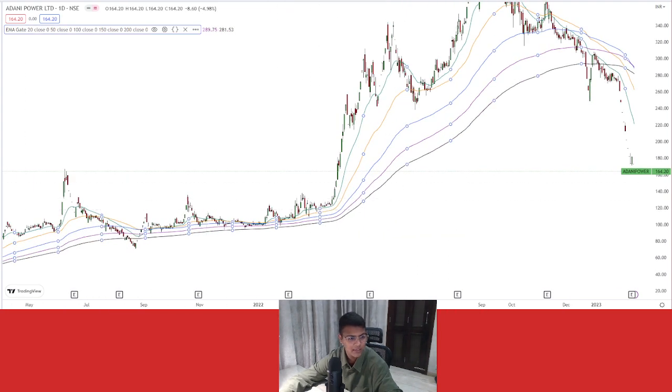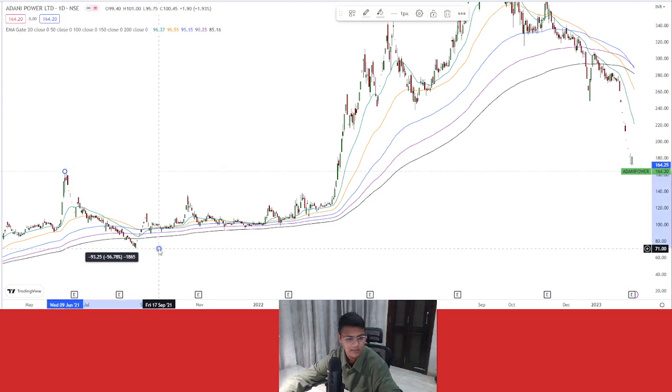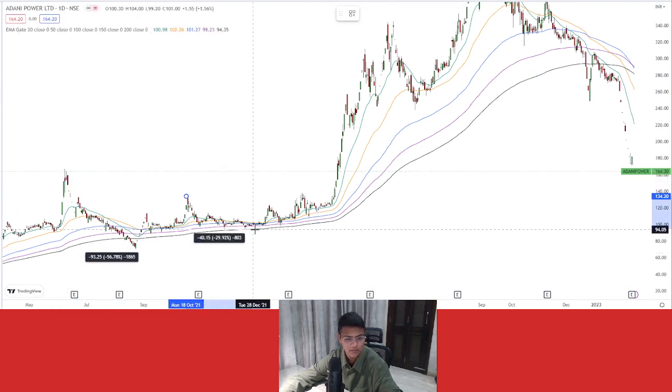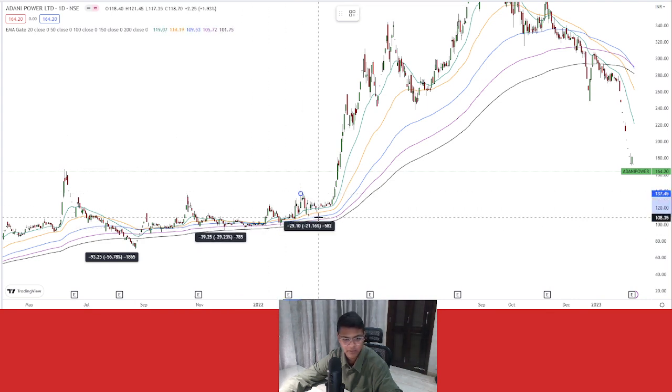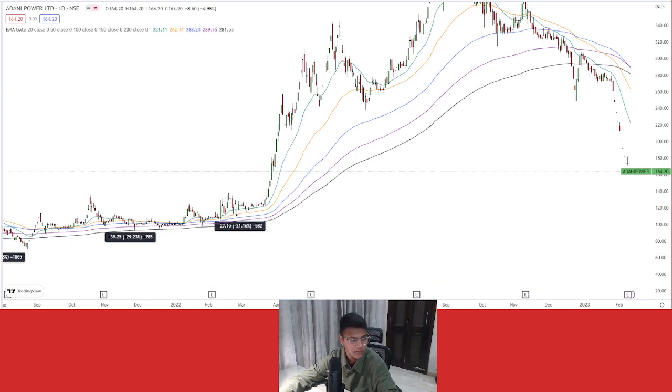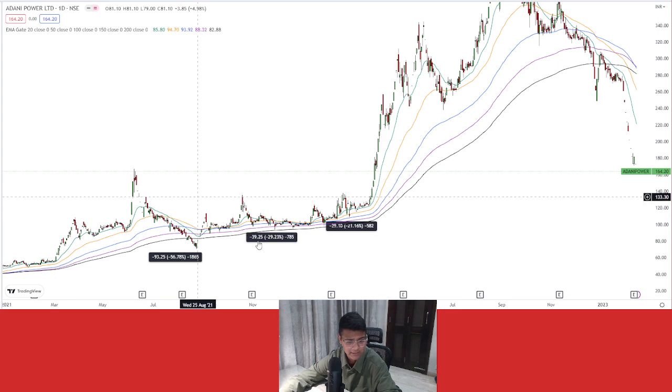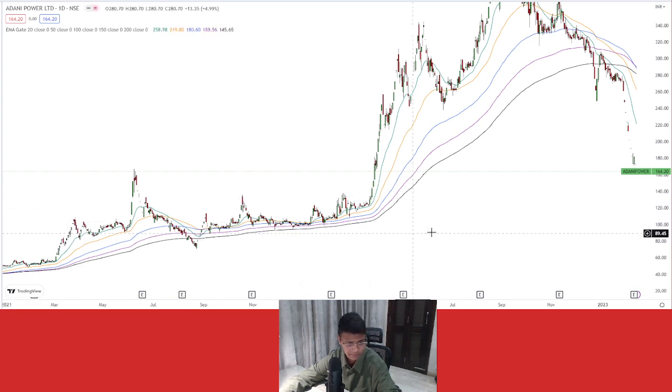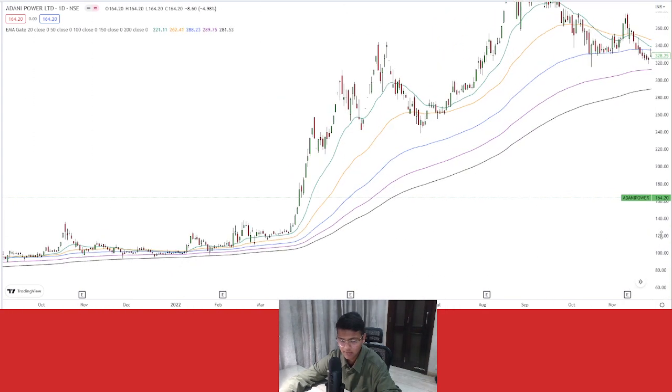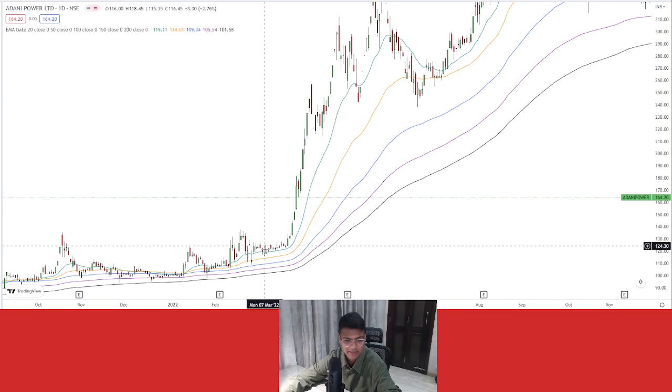Okay, so in Adani, we can see a VCP here. It's a 56% move. Then this is a 28% move. And from here, it's just a 20% move. Okay, so this is a textbook style VCP being formed, and then we see a tightness in range.